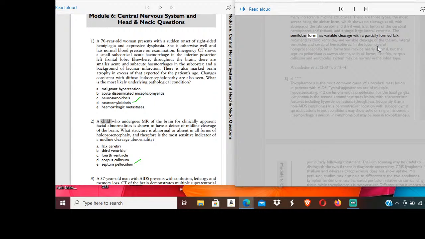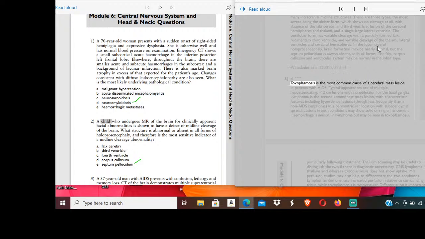The semilobar form has variable cleavage with a partially formed falx, rudimentary third ventricle, and variable cleavage of the thalami, lateral ventricles and cerebral hemispheres. In the lobar type of holoprosencephaly, brain formation may be nearly normal, but the septum pellucidum is always absent, as in all forms. The falx, corpus callosum and ventricular system may be normal in the lobar type. Weissleder et al., 2007, 573-4.